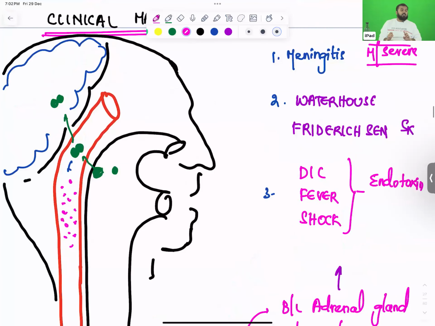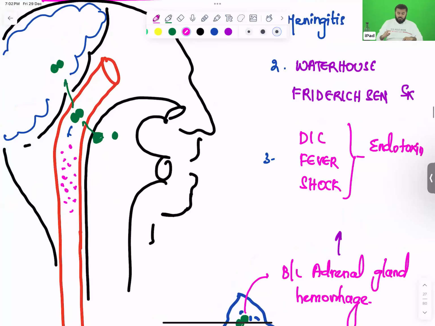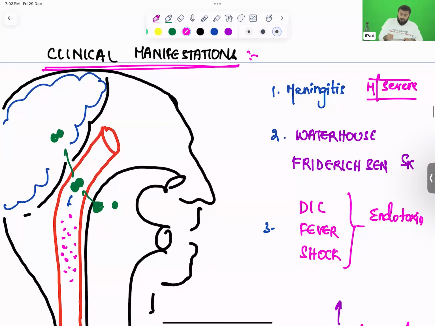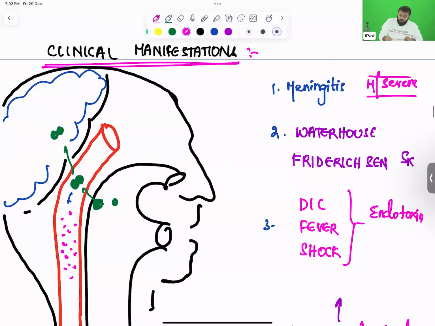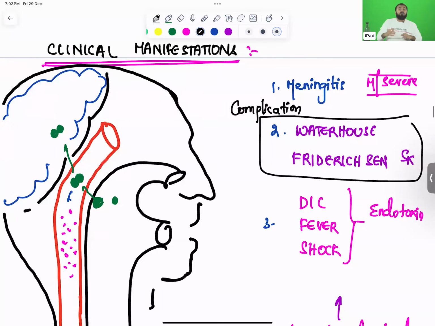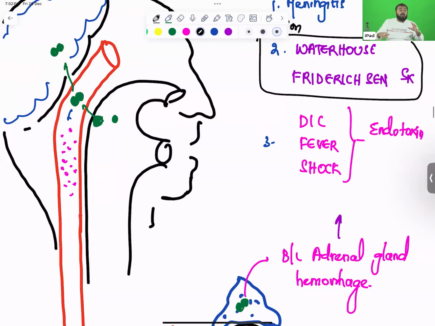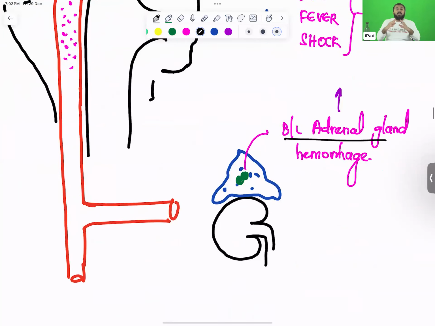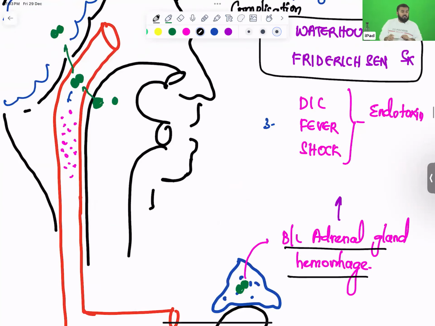So if someone is asking you what are the clinical manifestations, the most severe clinical manifestation is meningitis. Most important complication, ye bahut important complication hai. The most important complication is that this bacteria will go and destroy the adrenal gland. Agar adrenal gland destroy hua, if the adrenal gland is destroyed, this condition you call bilateral adrenal gland hemorrhage. That is also given a name, Waterhouse-Friderichsen syndrome.